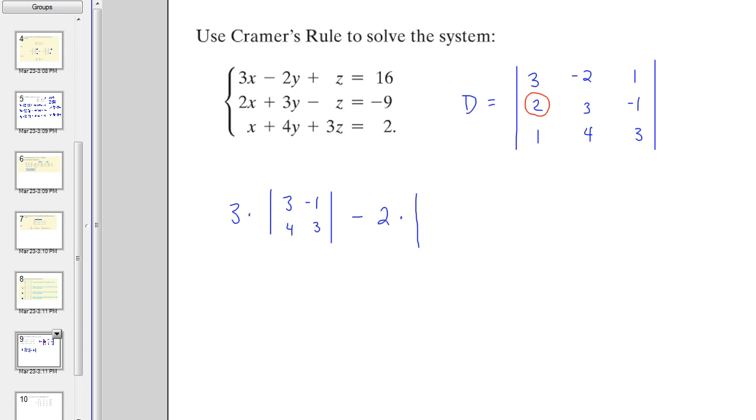And then what would be eliminated here is same number, same column. So the 3 and the 1 are eliminated. This time it's the middle row. And I'm left with negative 2, 1, 4, 3.